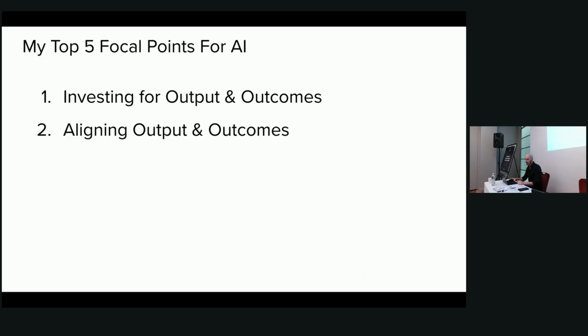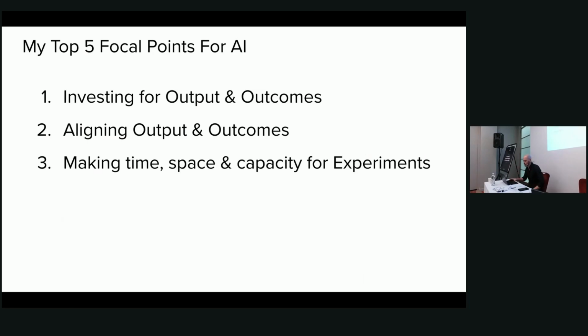I think it really helps with alignment. There's a lot of not speaking the same language in organizations right now around AI. There's people talking about productivity and efficiency. There's people talking about value and new capabilities. And I think that those conversations can go right past each other if we don't have something specific to talk about. So hopefully this provides an opportunity for that.